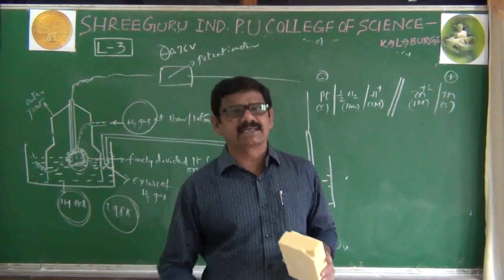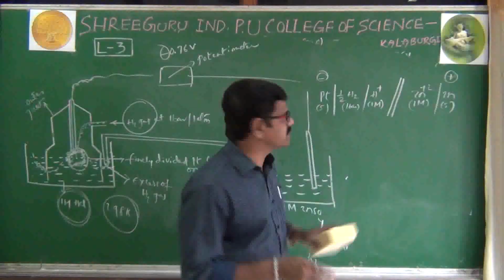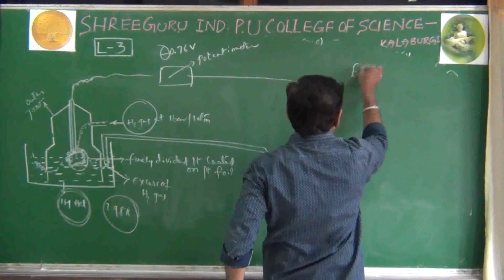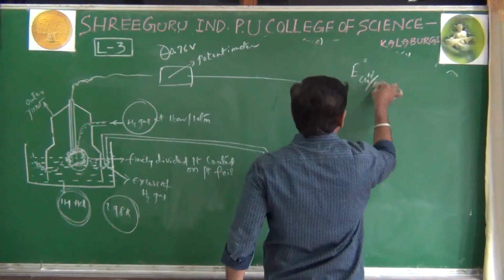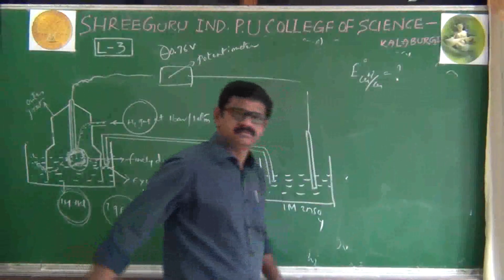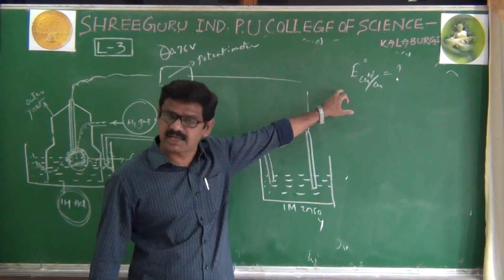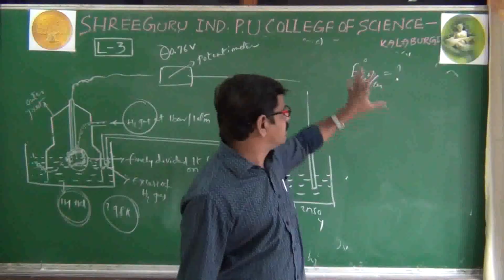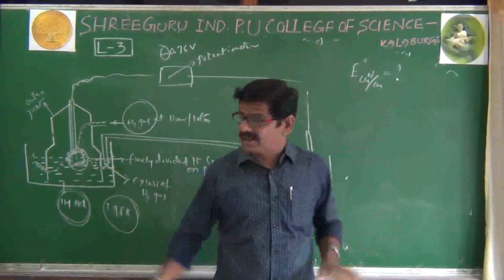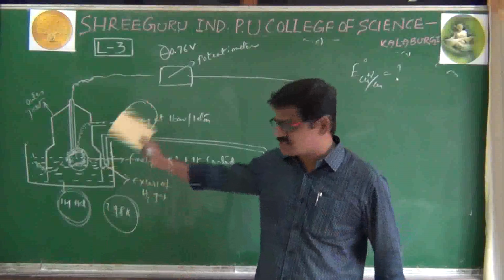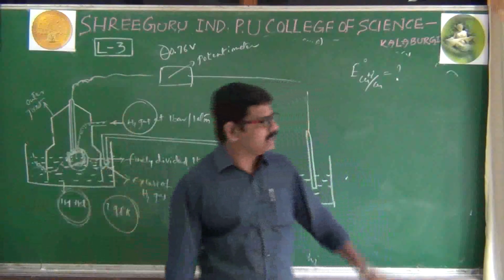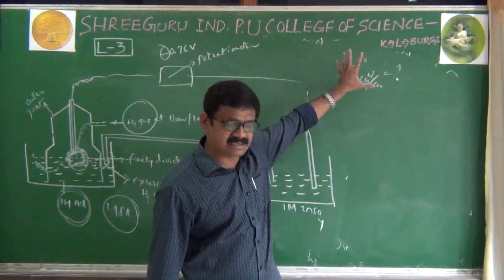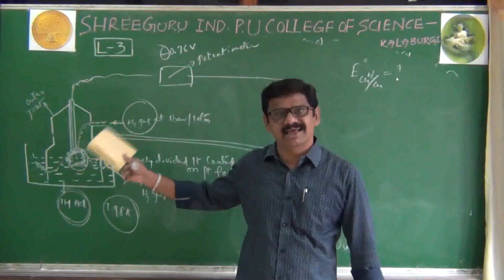Similarly, we have to calculate the standard reduction potential of copper, E naught Cu2+/Cu. For that purpose, the same method applies. Our copper electrode should be connected to SHE, with SHE kept on the left side and the copper electrode on the right side. This means copper is acting as cathode and SHE is acting as anode.